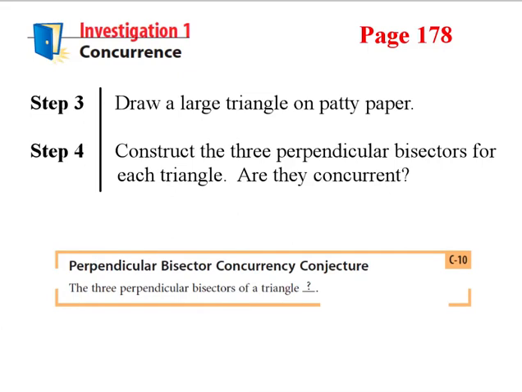Round 2. Draw another large triangle on the patty paper. Now, if you want the easy way, you can take one of your second sheets of patty paper and just place it over your first and trace that triangle, but make sure that you trace it with sides. So I want the person who didn't draw the triangle to do this one. Okay, so you're switching off.